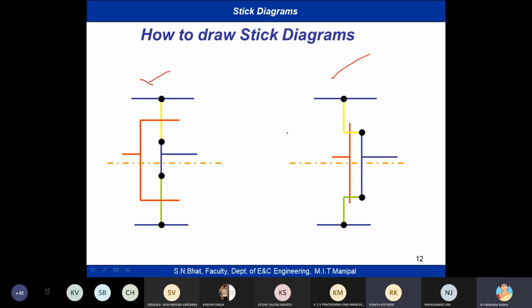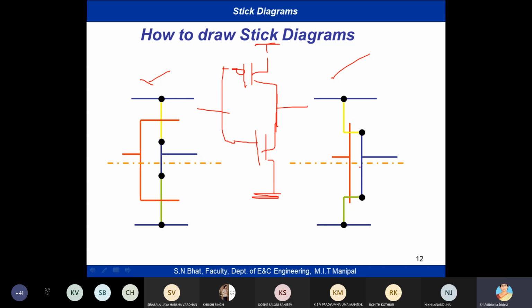So this is a very simple way of developing a stick diagram. If you see, this stick diagram almost resembles our circuit, right? How do we draw a CMOS inverter? We have a PMOS and an NMOS. This is connected to ground, this is connected to supply. We have the output here and the input here. So it almost resembles the circuit.